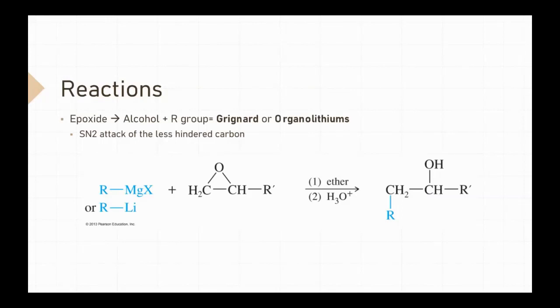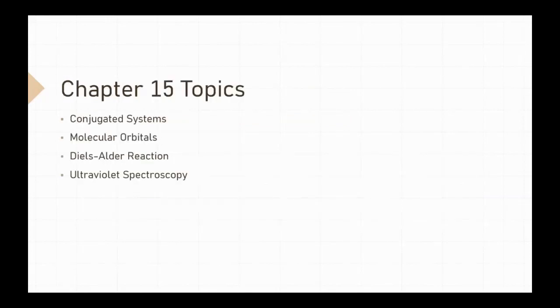Okay. Now let's move on to chapter 15. Does anyone have any questions on 14? Okay. Now, chapter 15, right here is where you have your conjugated systems, you have your molecular orbital theory, and the HOMO-LUMO stuff. You have your Diels-Alder, and then you have your UV spectroscopy.